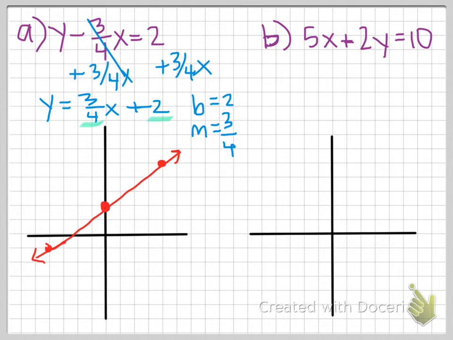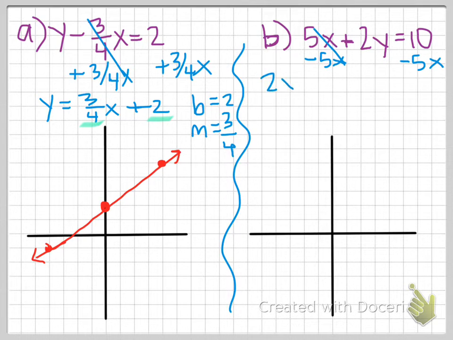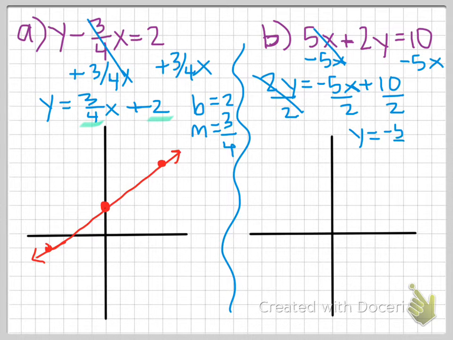Going back to letter B, again, we need to solve for y, so my first step would be to subtract 5x over. When I do that, I get 2y equals negative 5x plus 10. If you wrote on your paper 10 minus 5x, that's also fine. Just be conscious of which one is the slope and which one is the intercept. Now to get y by itself, we divide by 2. You need to divide everything by 2. So I have y equals negative 5 over 2x plus 5.